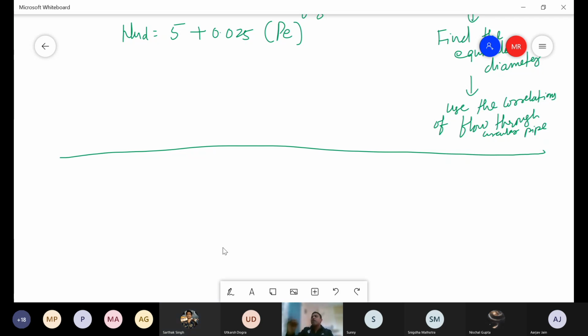Okay, so now at least the background is clear. Now let's try to solve the problem. We have now got all the ingredients which are required. The first thing here is to find out, remember in this correlation we have to first find out what the Peclet number is.